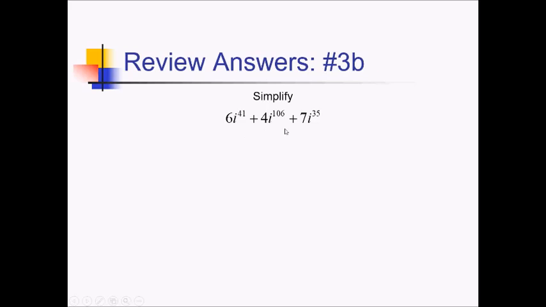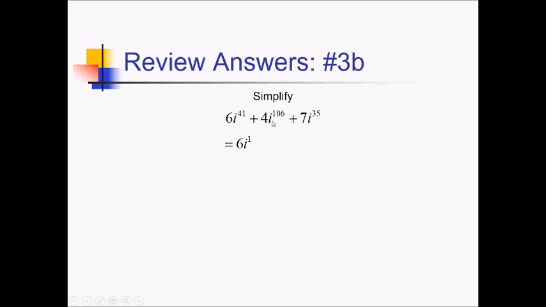In order to add these imaginary numbers together, we're going to have to first reduce them to powers that are either 0, 1, 2, or 3, because we know what those powers are. So for each of these, we need to figure out where we are in that cycle of 4 by dividing each exponent by 4 and taking the remainder. So for 41, divide that by 4, and you've got a remainder of 1, because 4 goes evenly into 40. So we can rewrite this first term as 6i to the first power.